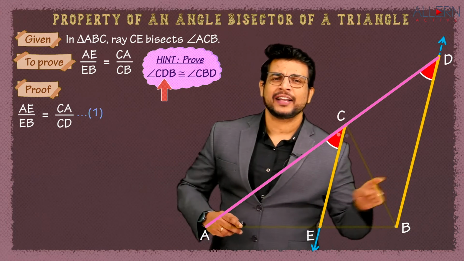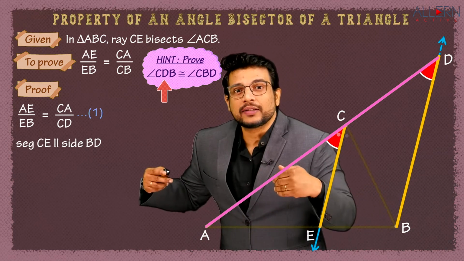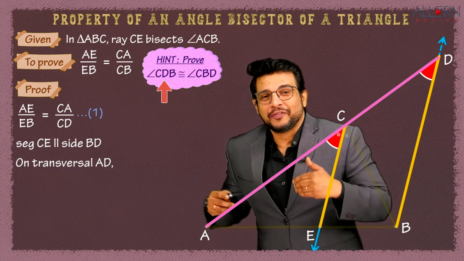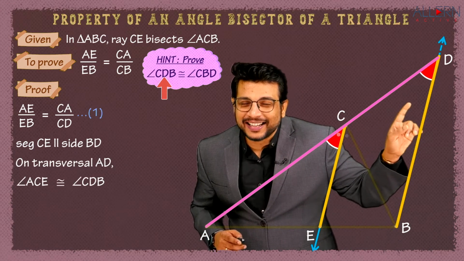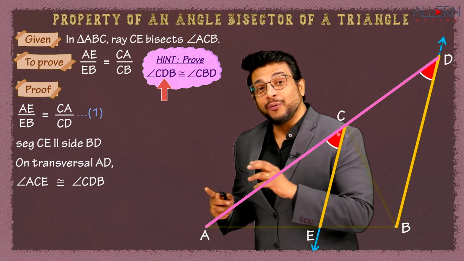What do we write? First we write the lines which are parallel. So we write here CE is parallel to BD. What's the transversal? Mention the transversal. Yes, that's the transversal we wrote. And for this transversal, we get this pair of corresponding angles to be equal. Let's write that. Angle ACE and angle CDB, they are congruent. Okay. And what is the reason for that?